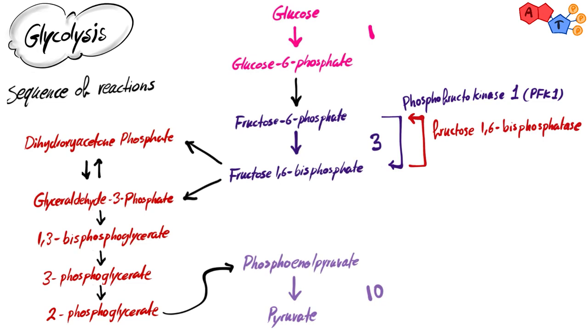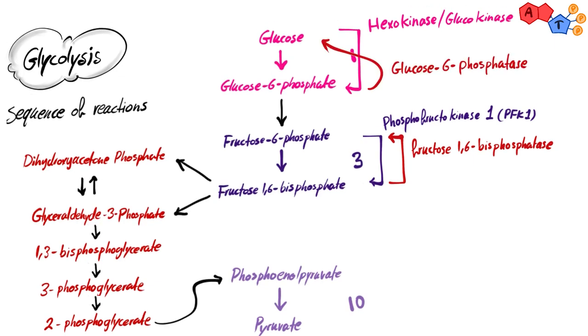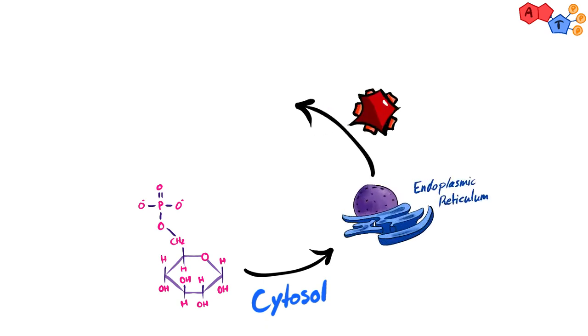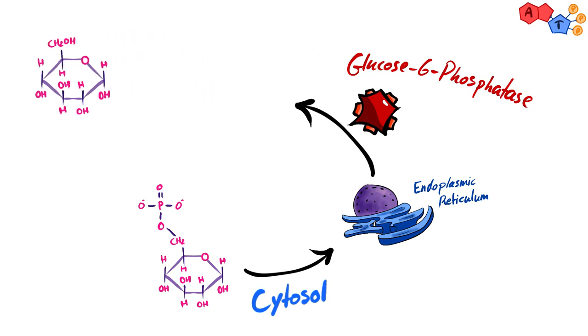The final roadblock in this pathway is reaction 1 of glycolysis. Glucose 6-phosphatase replaces hexokinase. Glucose 6-phosphate is transported from the cytosol into the endoplasmic reticulum, where it's hydrolyzed by glucose 6-phosphatase to form free glucose. Now this free glucose, it'll re-enter the cytosol, from which it leaves the cell.